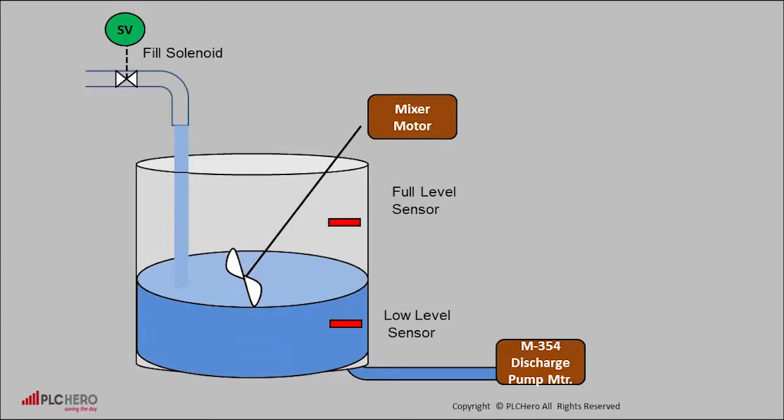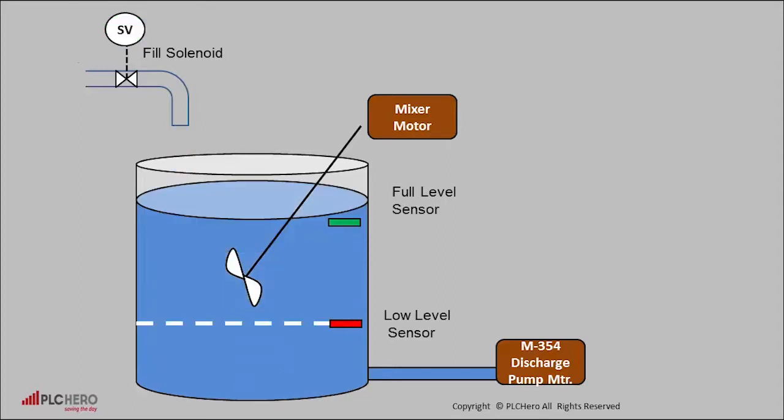The tank level continues to rise until it reaches the full-level sensor, shutting the fill solenoid off. When the solenoid is de-energized, the mixer motor turns on and runs for a predetermined amount of time. After it times out, the mixer motor shuts off and energizes the discharge pump motor.